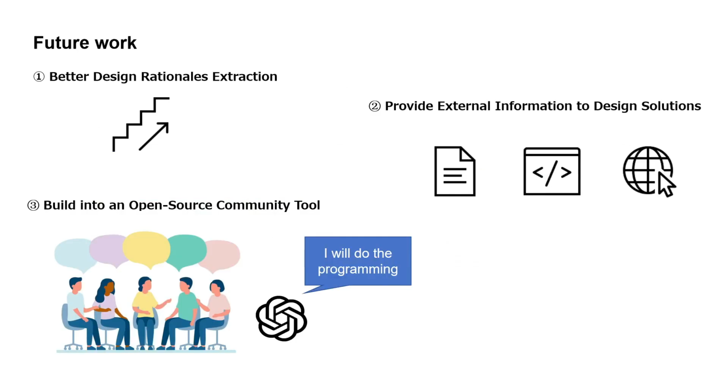Looking ahead, we plan to further improve DRCodePilot in 3 areas. 1. Enhancing the capability to extract solutions for more targeted guidance. 2. Providing external information support for design rationales to help the model better understand contextual knowledge. And 3. Developing it as a tool for the open source community, envisioning a scenario where large language models can capture design rationales in real time during discussions and generate patches, thus achieving an efficient human-machine collaboration.